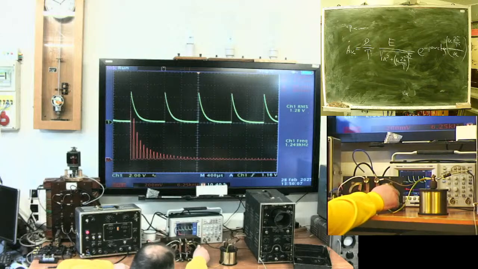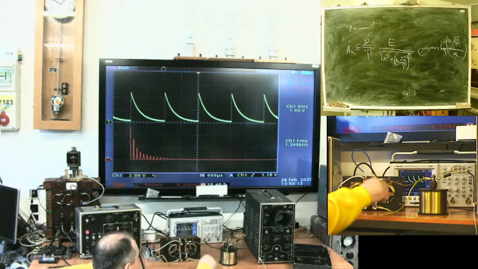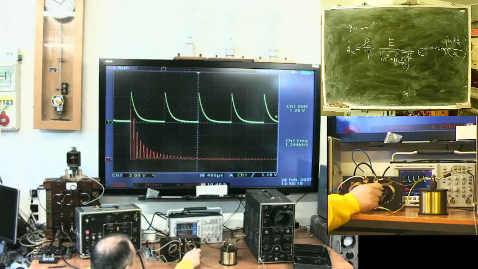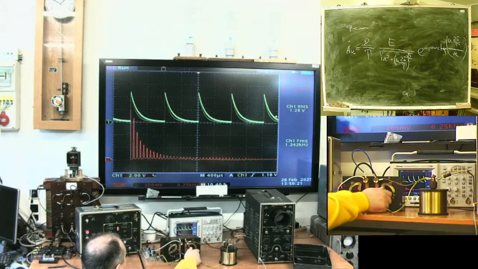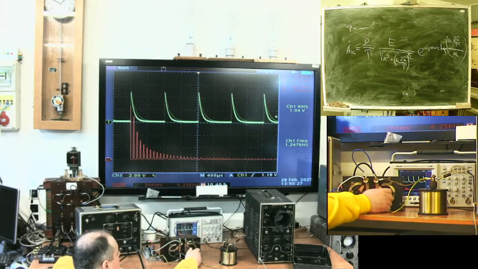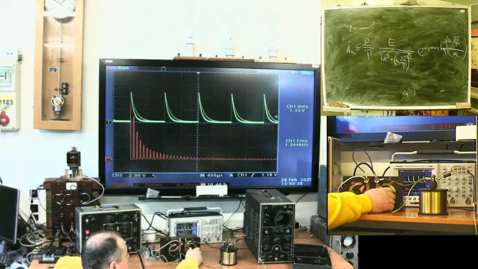I will get it like this. Now I will double. I'm doubling the capacitance. Capacitance increases twice. That means what? Alpha, the rate of change, changes twice. And what happens with spectral lines? Increases.